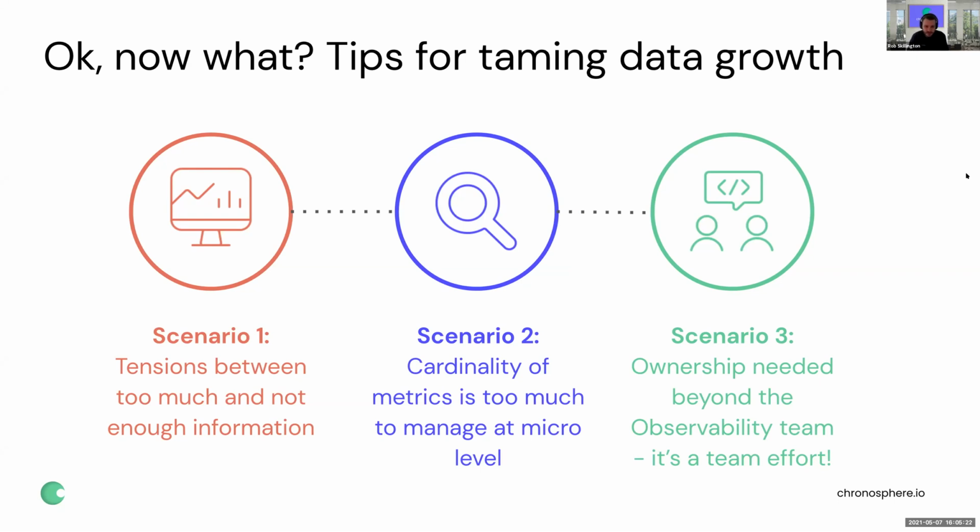There's tensions between too much and not enough information which drive a lot of this data growth. You should create an internal guide and framework on what metrics and logs and traces, for instance, will use what tags by default, and give recommendations on how granular folks should get. And then, it's kind of too hard to deal with the high cardinality of, say, metrics or really high volumes of logging at a micro level.